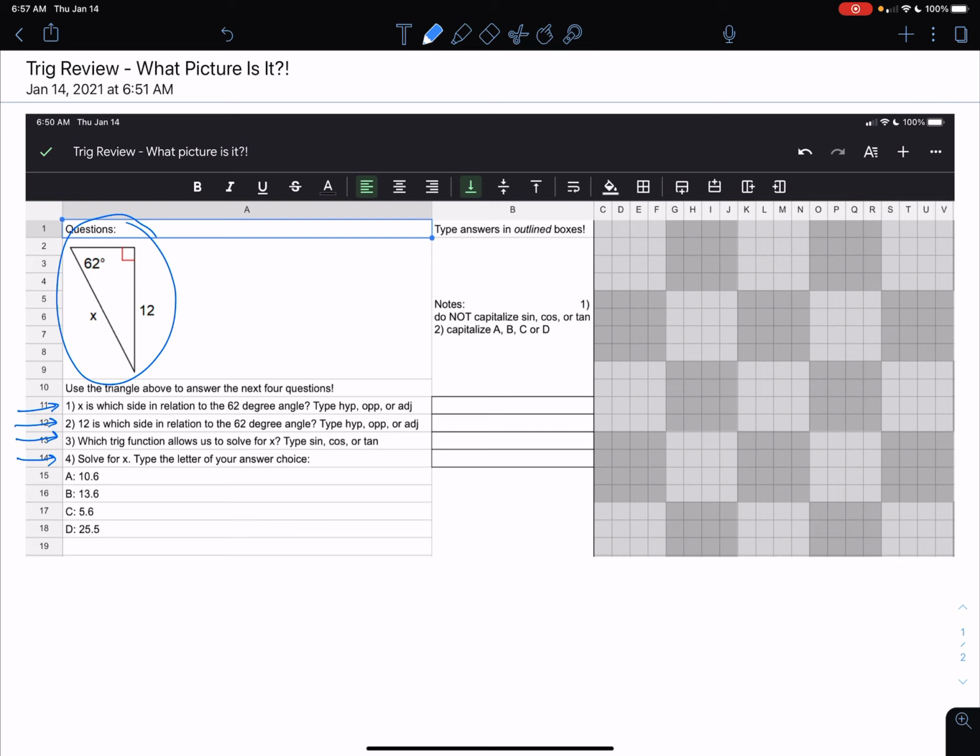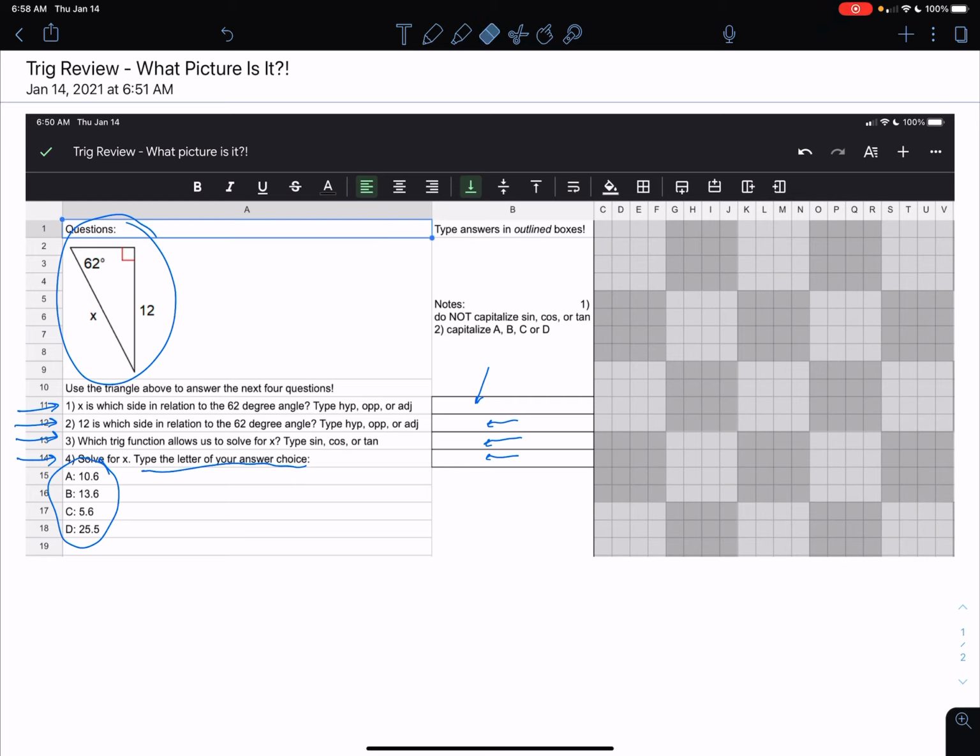Now, these boxes over here that are highlighted, and when I say highlighted, they have the bold outlined boxes, this is where we're going to put our answers for 1, 2, 3, and 4. And then notice question number 4 says it's multiple choice, right? Type the letter of your answer choice. So when we solve this, we should get one of these, A, B, C, and D, and then that'll be our answer for question 4.